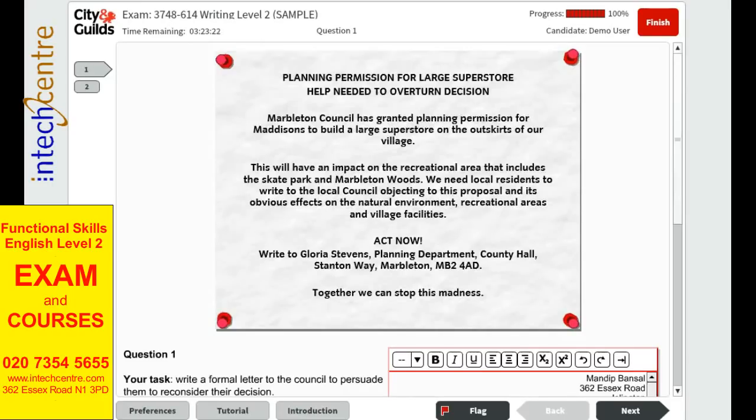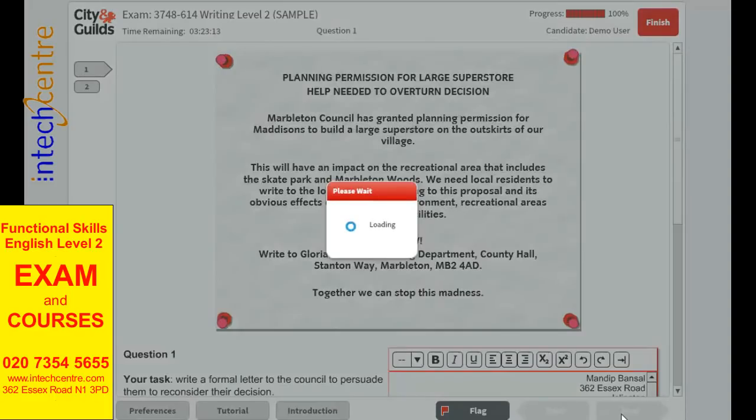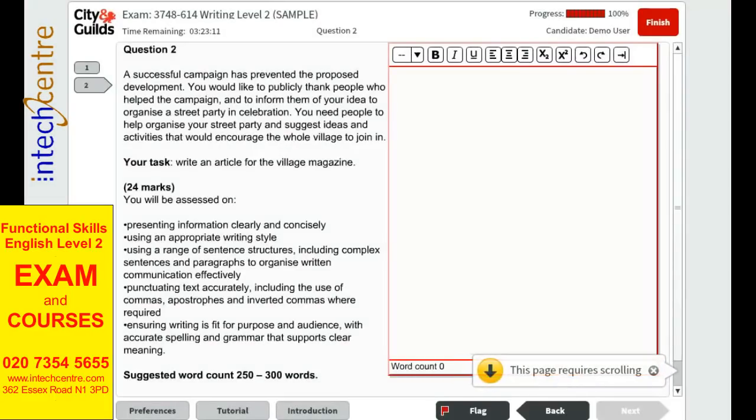So in order to access the second question, we're just going to click next, which is here at the bottom right hand corner of the screen. So we just click on this. It should bring up the second question and the scenario as well for question 2.